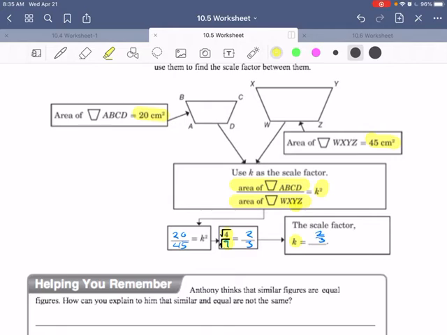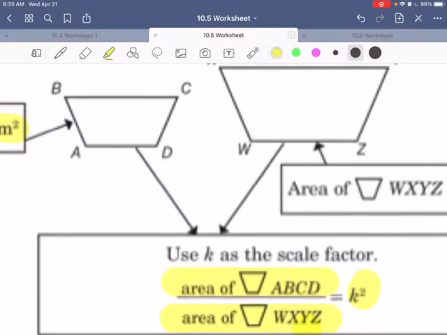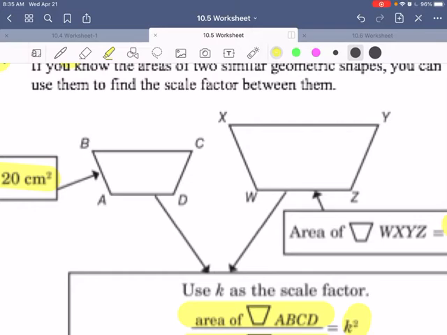Okay, and going from the larger to the smaller would be 2/3, and that makes sense. It kind of seems like, oh, okay, this shape right here is about 2/3 the size of this shape right here. So that kind of makes sense.